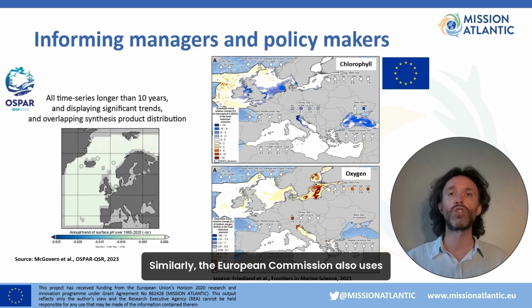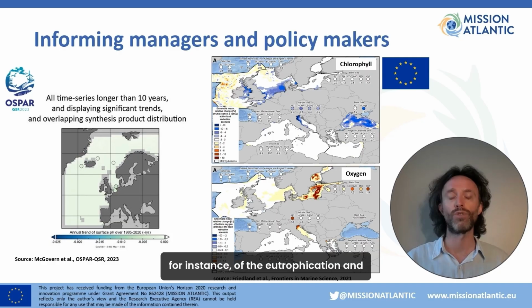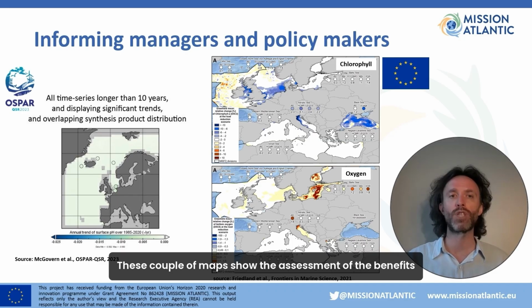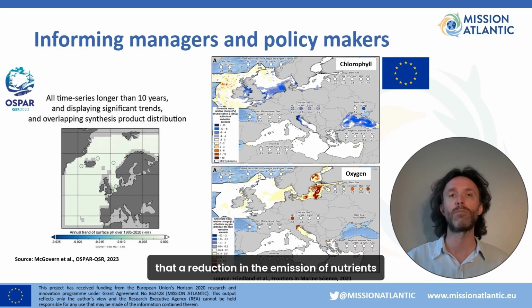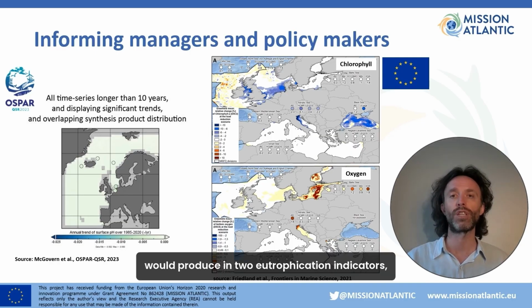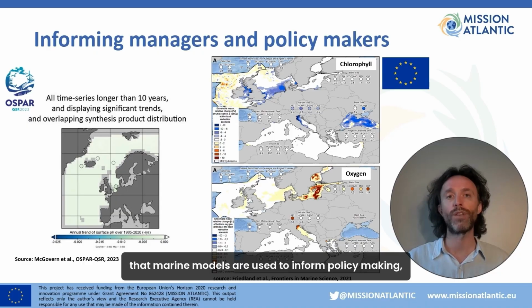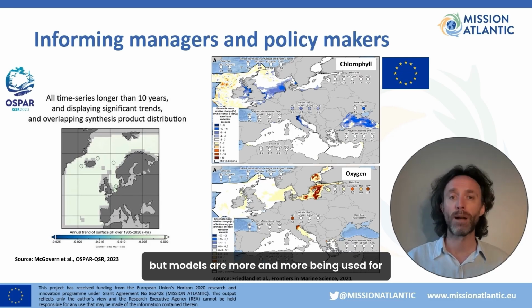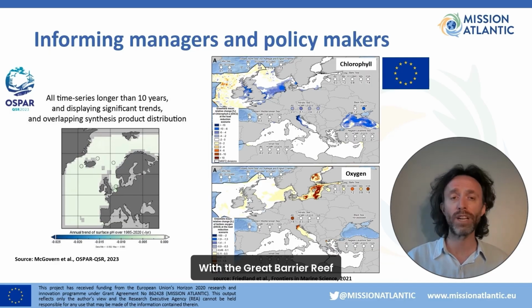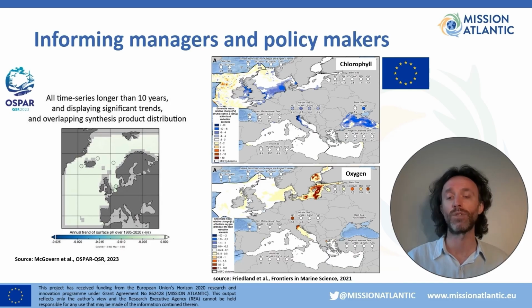Similarly, the European Commission also uses marine models to inform its policies on control, for instance, of eutrophication and nutrient emission in support of the EU Marine Strategy Framework Directive. These couple of maps show the assessment of the benefits that a reduction in the emission of nutrients would produce in two eutrophication indicators, chlorophyll on top and bottom oxygen below. These are only some of the examples of marine models being used to inform policy making, but models are more and more being used for this as well as for managing marine resources, with the Great Barrier Reef in Australia, for instance, being another very good example of where models are used.